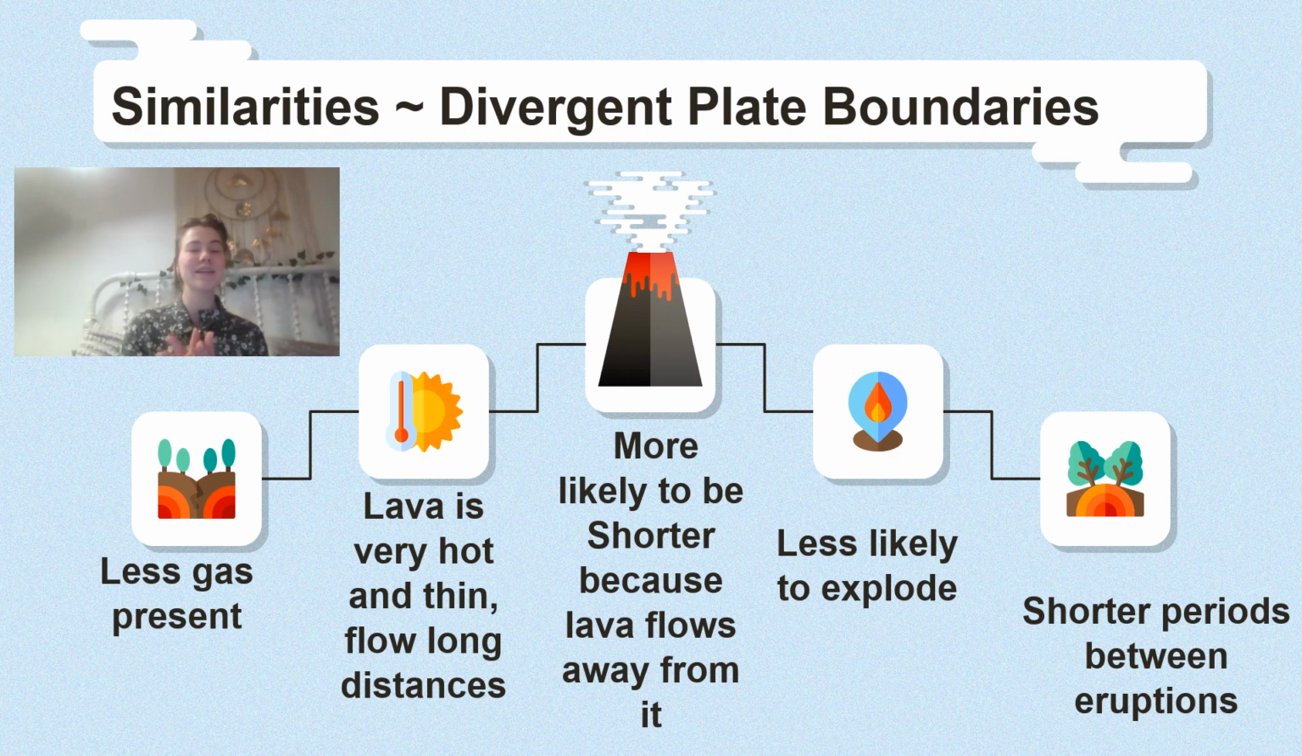Okay, so similarities between divergent plate boundaries. I noticed that in contrast to convergent plate boundaries, there was less gas emitted, and the lava was also very hot and thin. So it traveled longer distances. These volcanoes are also a lot shorter because of the flow of lava. They're also less likely to explode and have shorter intervals between explosions.